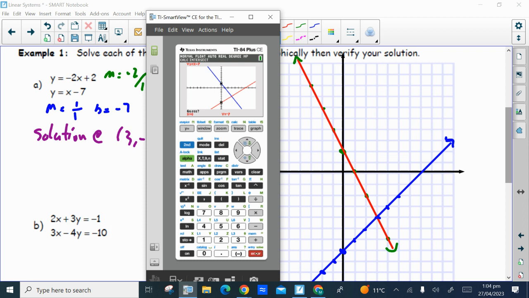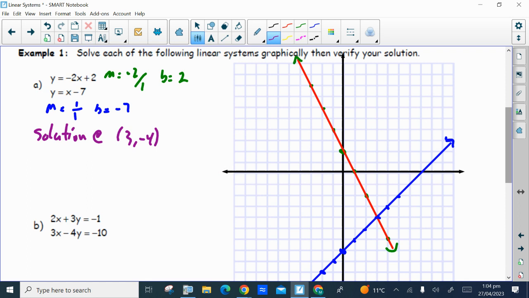We just hit enter again, and then the calculator finds the point of intersection. You see at the bottom it says intersection, where x is 3, y is -4. So we just verified the point of intersection that we found manually. Okay?